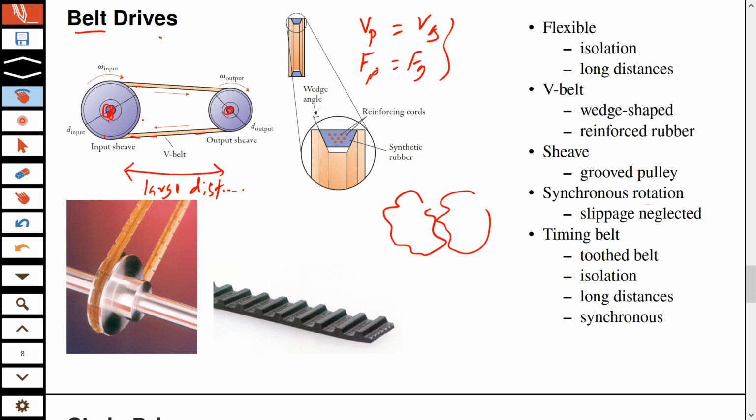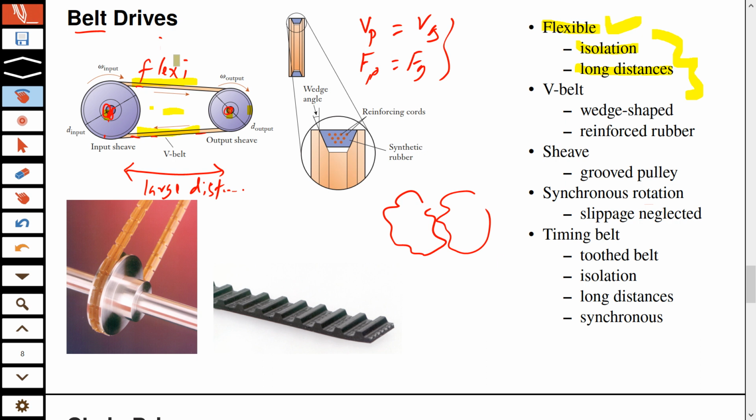We use the word belt if there is some kind of flexibility. So flexibility is the key. Now these belts must be manufactured from materials so that they are flexible, and this way they allow us to isolate two shafts. So they are isolated now. Maybe one is in a dangerous place and the other is in a place near to humans, so you would like to isolate them, or maybe you need long distances. So these two properties require some degree of flexibility.